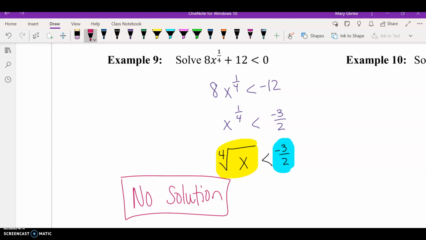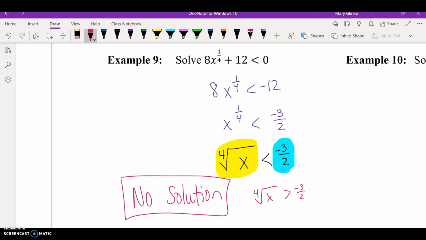This happens sometimes when you are solving square roots, 4th roots, 6th roots, any even root. If you get that an even root is compared to a negative number, and specifically that even root is less than that negative number, that's not going to happen. That would be no solution. Whereas if you had the 4th root of x is going to be greater than negative 3/2, well, that's always going to happen. So you would keep on going for this one and you would solve that.